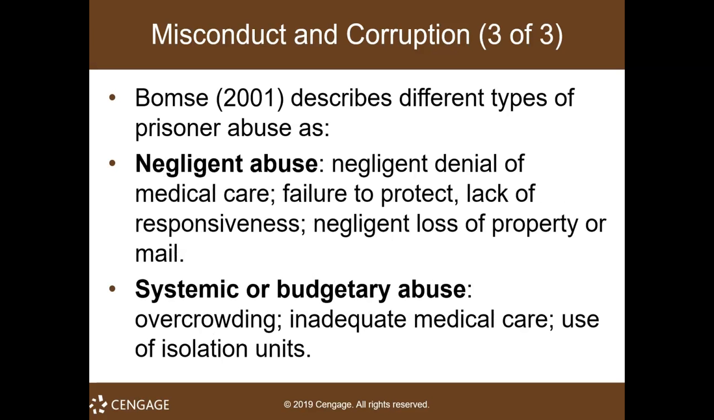And next would be negligent abuse. This could include things like negligent denial of medical care, failure to protect, lack of responsiveness, or negligent loss of property, or an inmate's mail, which we know is going to be super important to them, right? And then finally, the last of the 3 would be systemic or budgetary abuse.